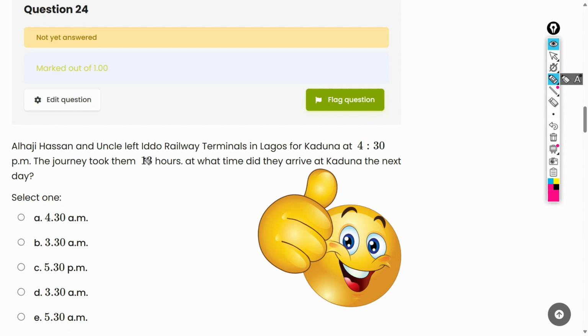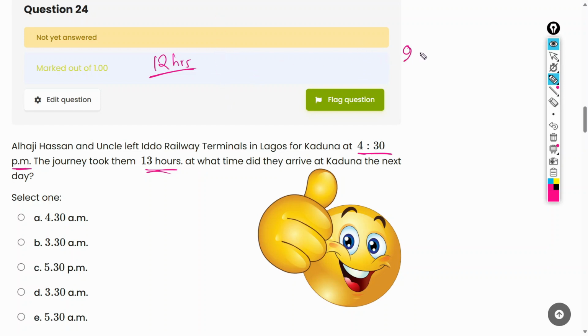Alhaji Hassan and uncle left Ido railway terminals in Lagos for Kaduna at 4:30 p.m. The journey took them 13 hours. At what time did they arrive at Kaduna the next day? The easiest way to go about solving problems like this is that 12 hours is the same thing as changing from AM to PM, or from PM to AM.